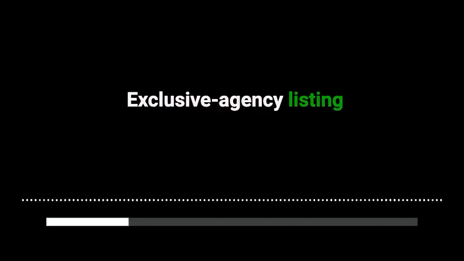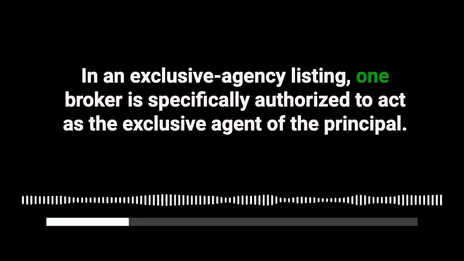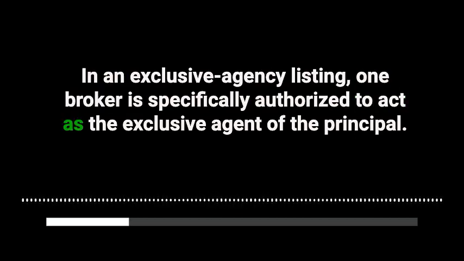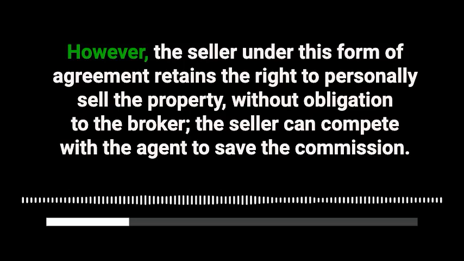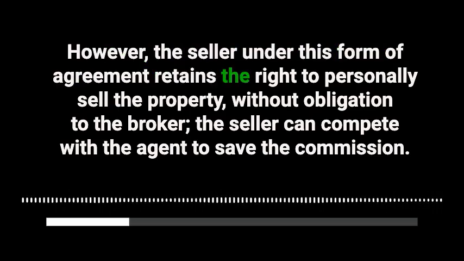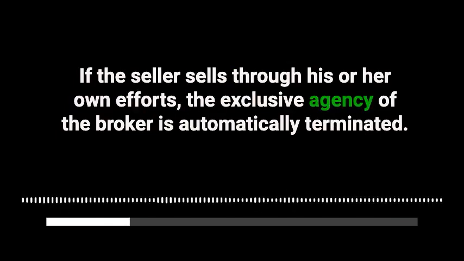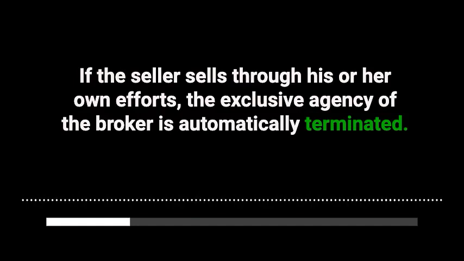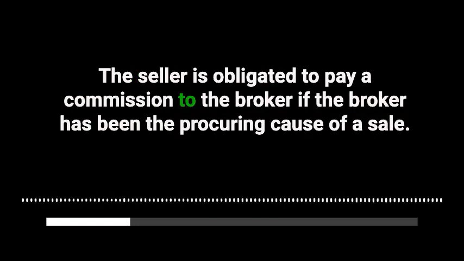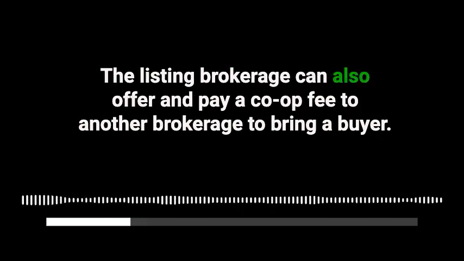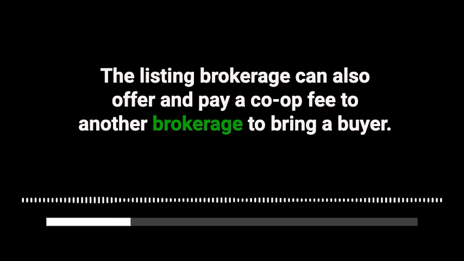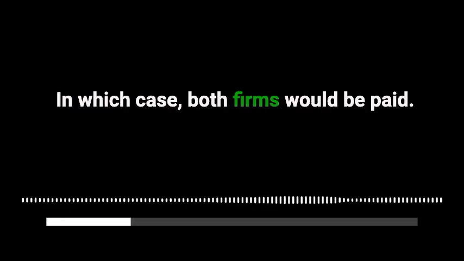Exclusive agency listing. In an exclusive agency listing, one broker is specifically authorized to act as the exclusive agent of the principal. However, the seller under this form of agreement retains the right to personally sell the property without obligation to the broker. The seller can compete with the agent to save the commission. If the seller sells through his or her own efforts, the exclusive agency of the broker is automatically terminated. The seller is obligated to pay a commission to the broker if the broker has been the procuring cause of a sale. A listing brokerage can also offer and pay a co-op fee to another brokerage to bring a buyer, in which case both firms would be paid.